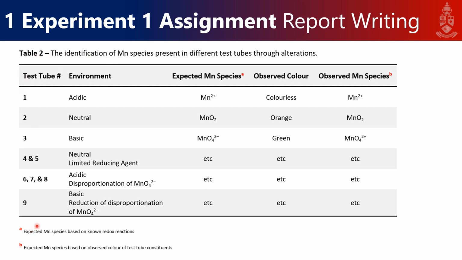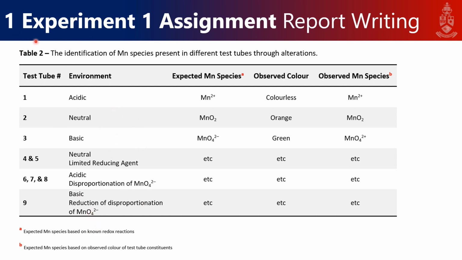So you may use the basic idea for this one. This is for experiment 1.2 for the manganese experiment. I would typically go about summarizing it as follows. I would list the test tubes. I would say, what is the environment or the reaction conditions? How have we changed from the starting?